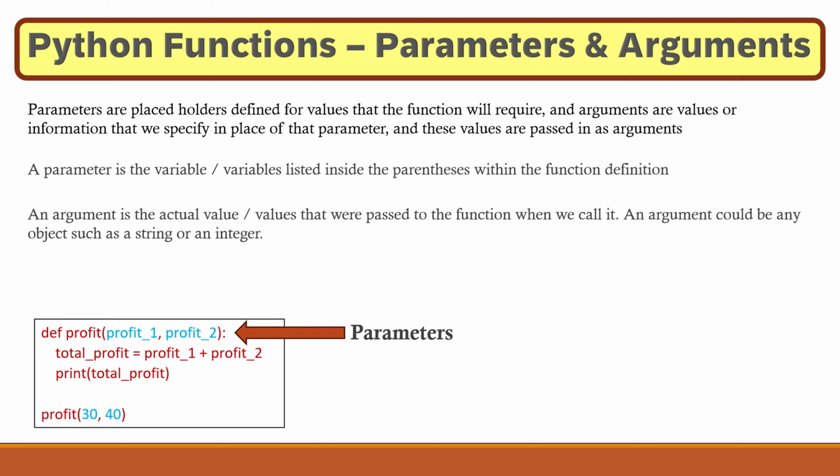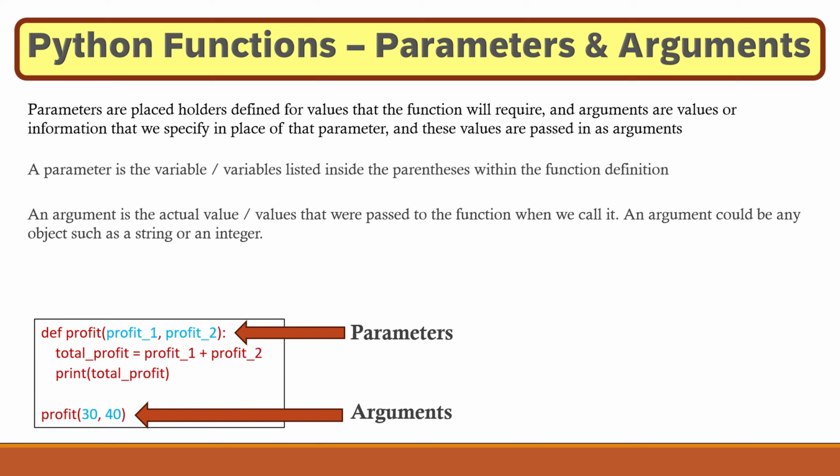Now further below we've got profit, and then in brackets we've got 30 and 40, the values 30 and 40. When we call upon the function we specify the arguments, which are the actual values. We call upon the function profit, and in here we specify our arguments, which are for the parameters. So we need two of them because we've got two parameters. And these will be our values for profit_1 and profit_2.